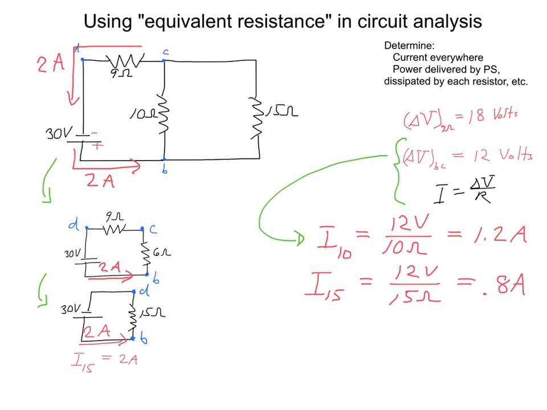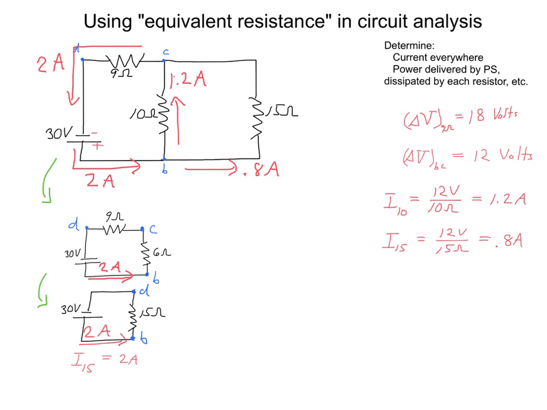Now we better make sure that our results are consistent with the junction rule. If I've got 2 amps flowing into point B, I've got to have a total of 2 amps flowing out of point B. I've got 1.2 amps flowing this way, and 0.8 amps flowing that way. 1.2 amps plus 0.8 amps is 2 amps, so the junction rule is satisfied. The current flowing into junction B is equal to the current flowing out of junction B. And the same, of course, would hold for junction C. I've got 1.2 amps flowing in, another 0.8 amps flowing in for a total of 2 amps flowing in, and 2 amps flowing out.